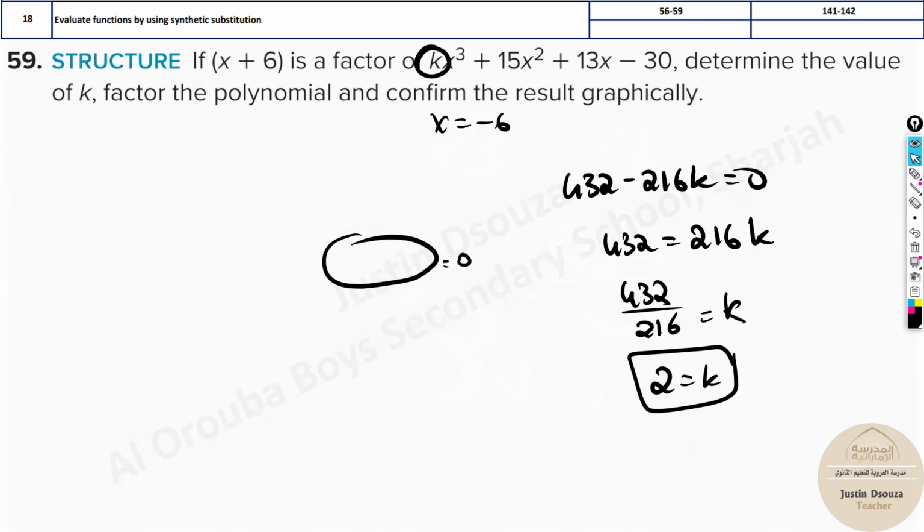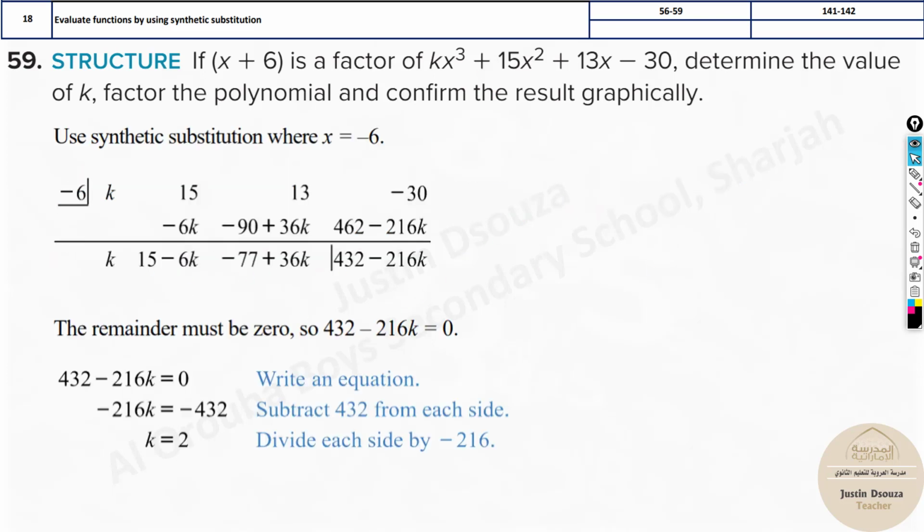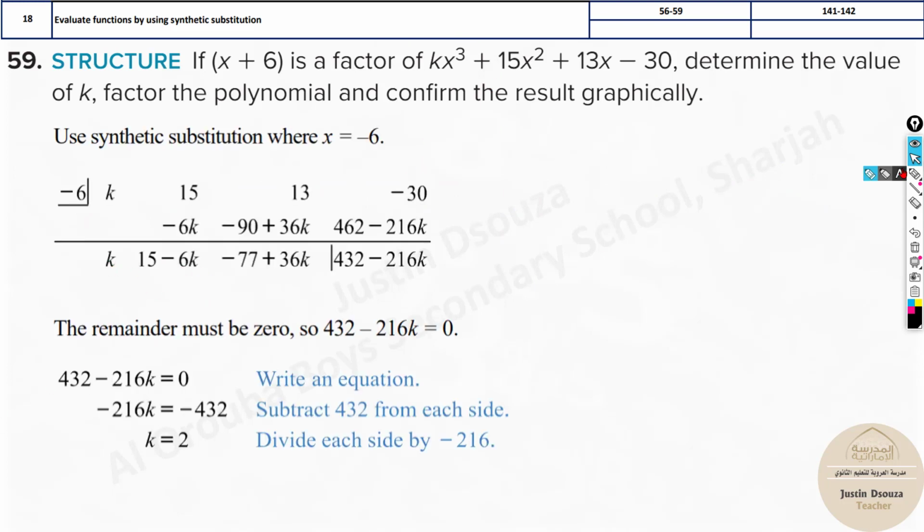Now substitute back over here. Substitute k over here. Oh, sorry, one second. Don't substitute back over here. That is the question, right? Over here we need to substitute k, because the remainder is 0. Now k value is 2. That means it's 15 minus 6 times 2, minus 77 plus 36 times 2. Okay. Now, over here this is the constant value.